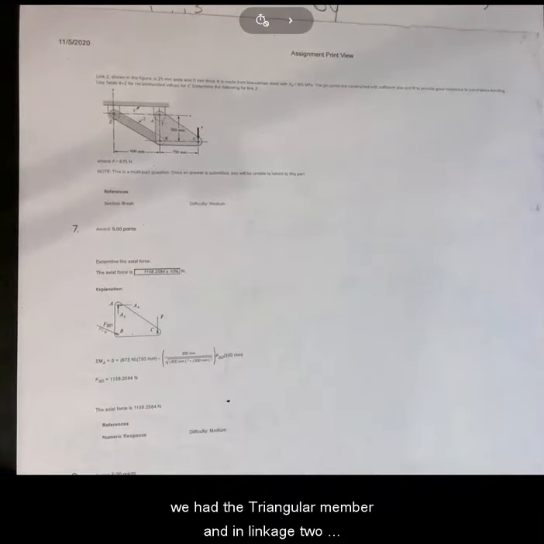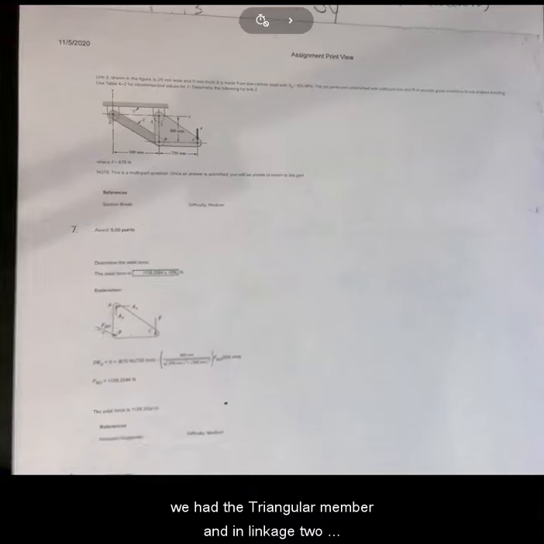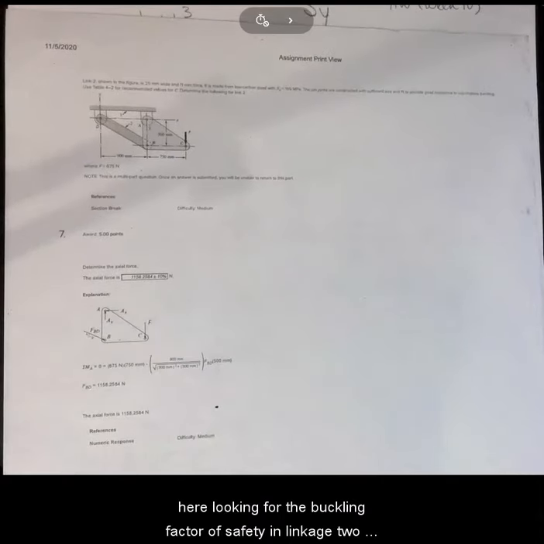Hi folks, this is an explanation about buckling. If you recall from class, we were looking at this problem where we had the triangular member and then linkage 2, and we're looking for the buckling factor of safety in linkage 2.